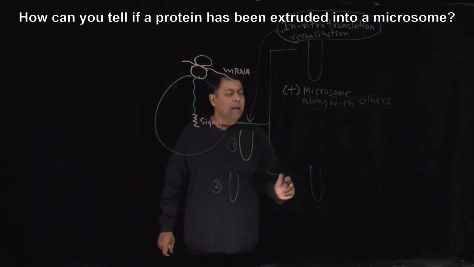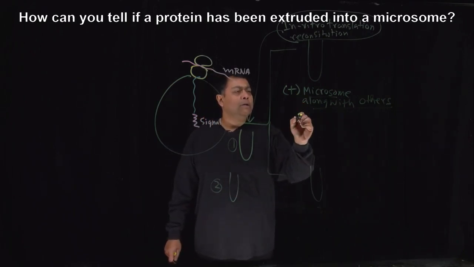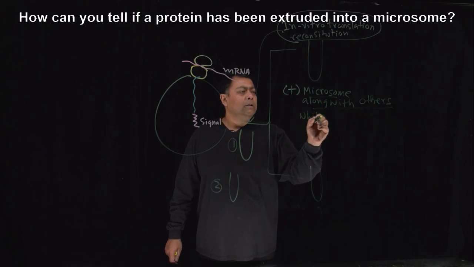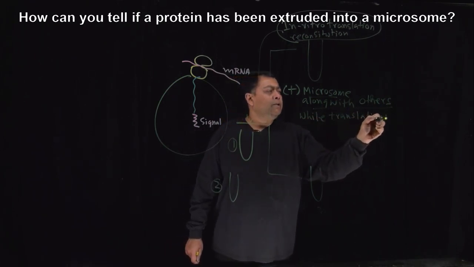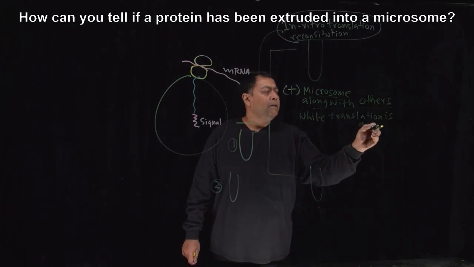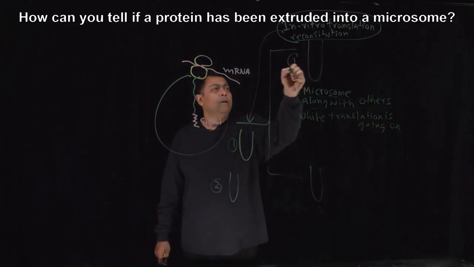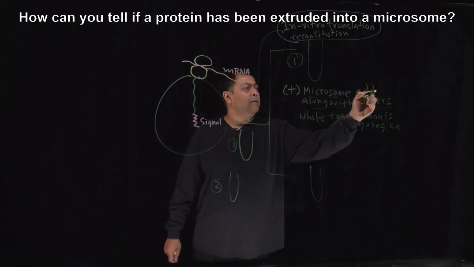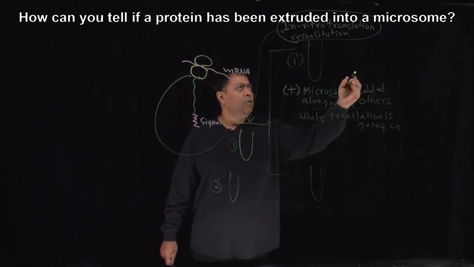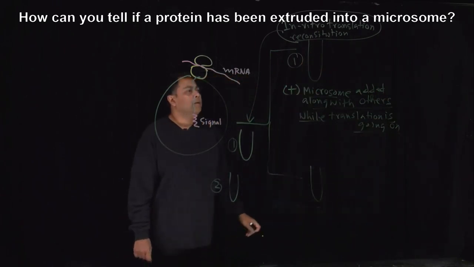So you are adding microsomes while translation is going on. That is your first experiment. So in the first one, the microsome is added along with other constituents in an in vitro translation reconstitution while the translation is going on.